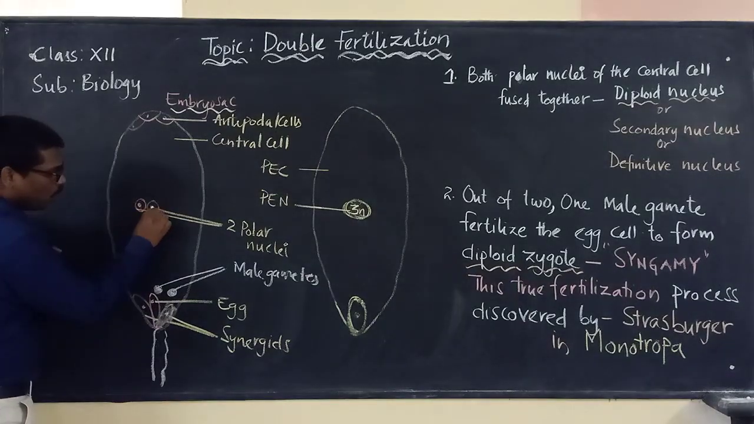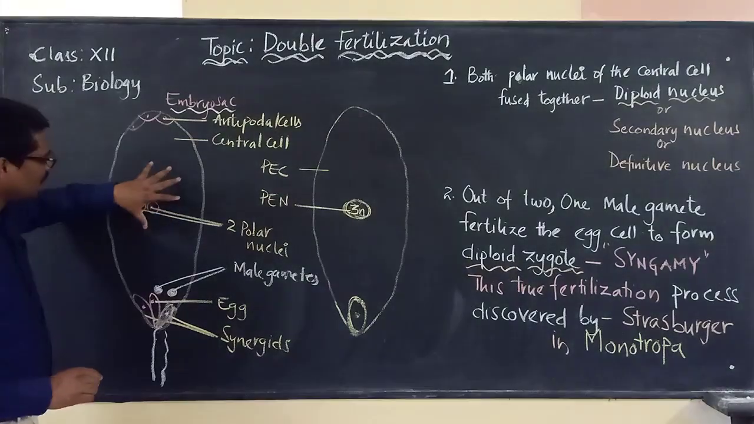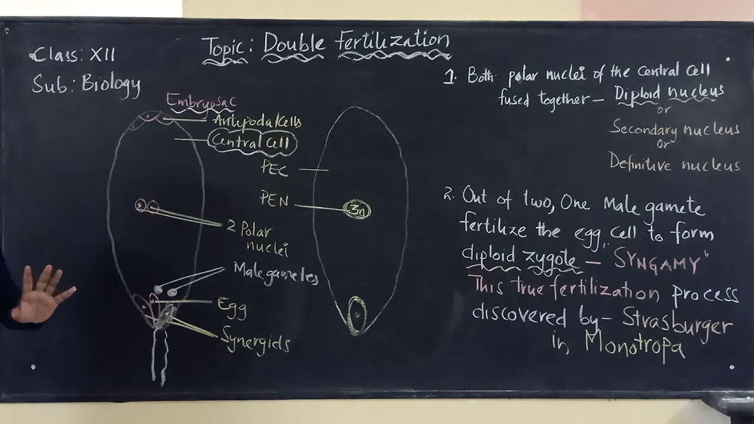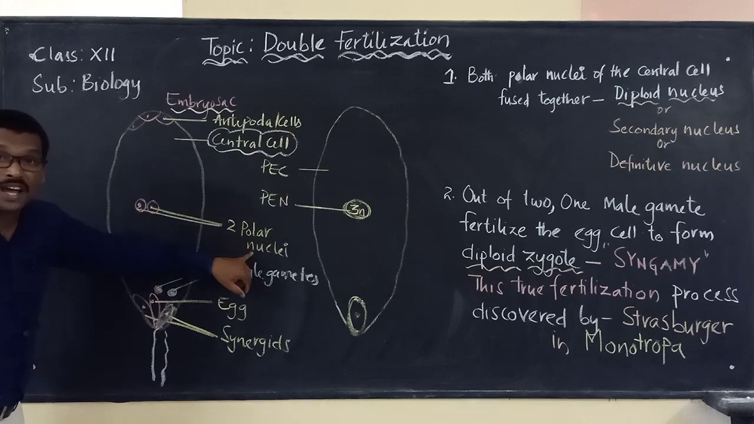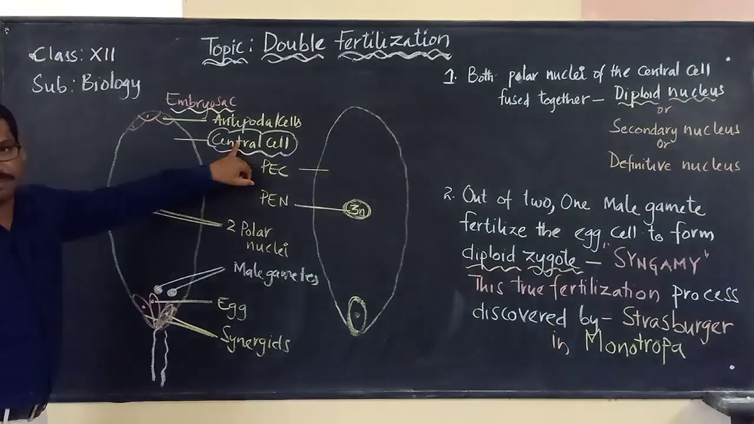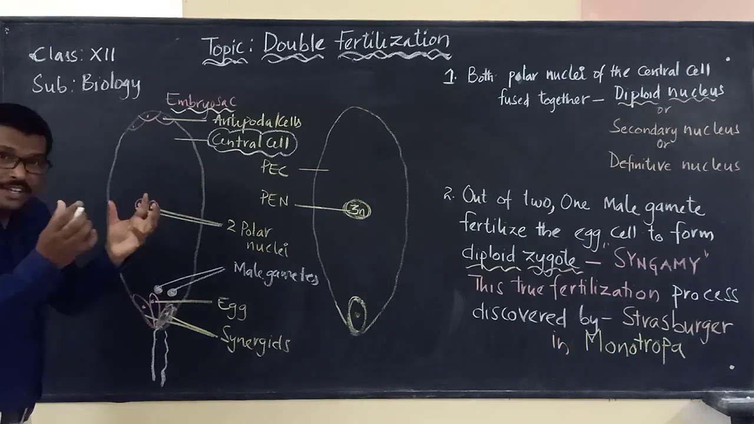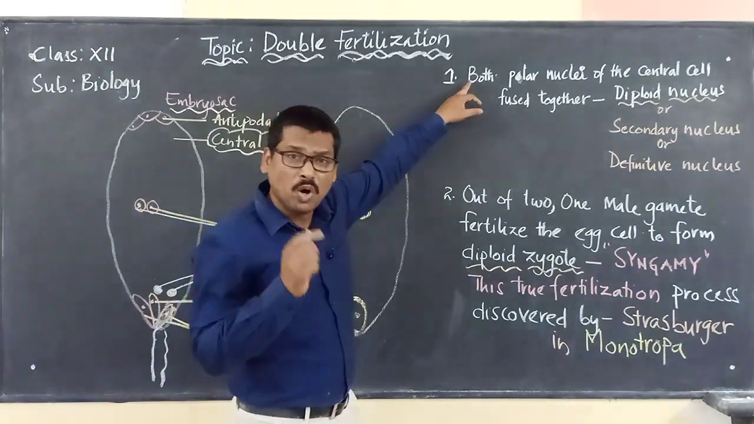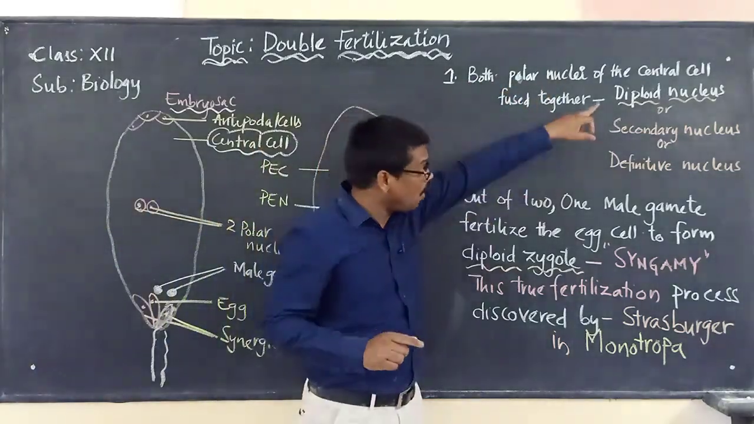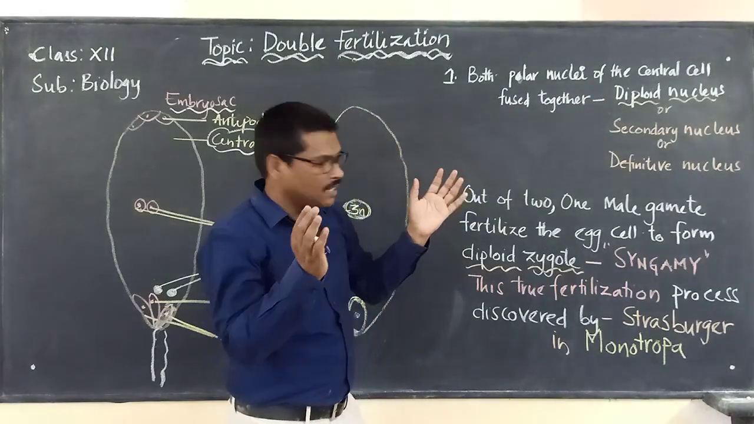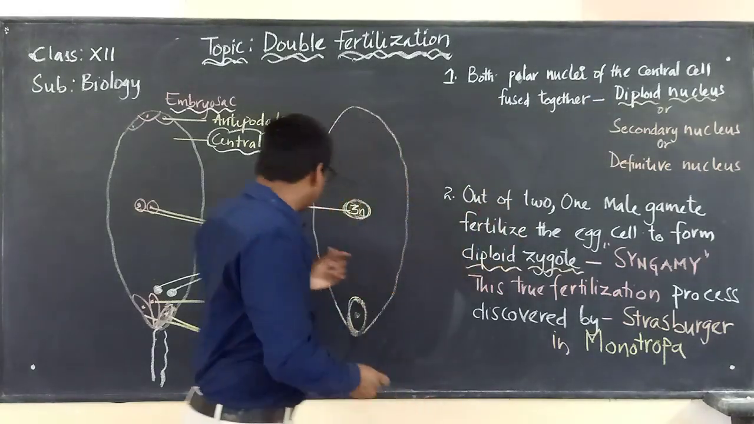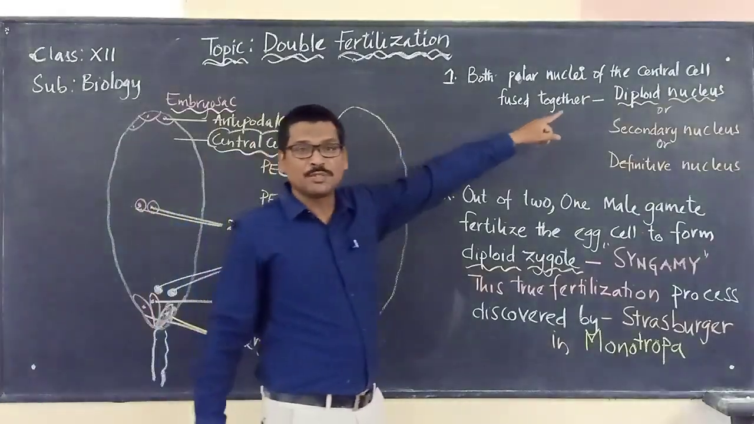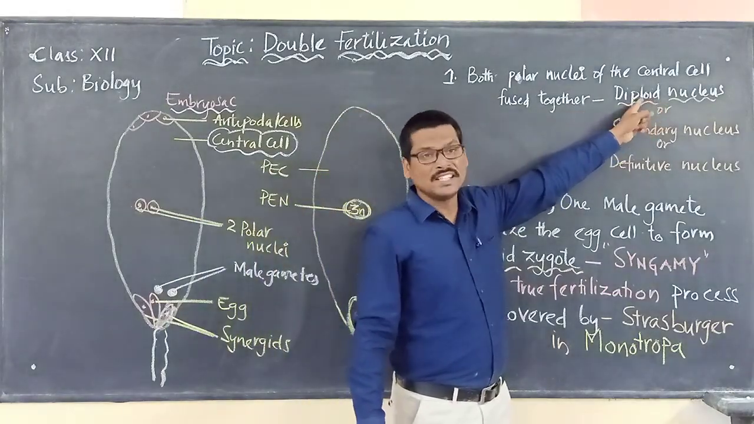That is, both the nuclei. How many nuclei are there in the embryo sac, which is called the central cell? Please remember, this is called the central cell. How many nuclei? Two polar nuclei are present in the central cell. These two will join or fuse together. So both polar nuclei of the central cell fuse together. Once these two fuse together, we are calling it what now? Diploid nucleus.